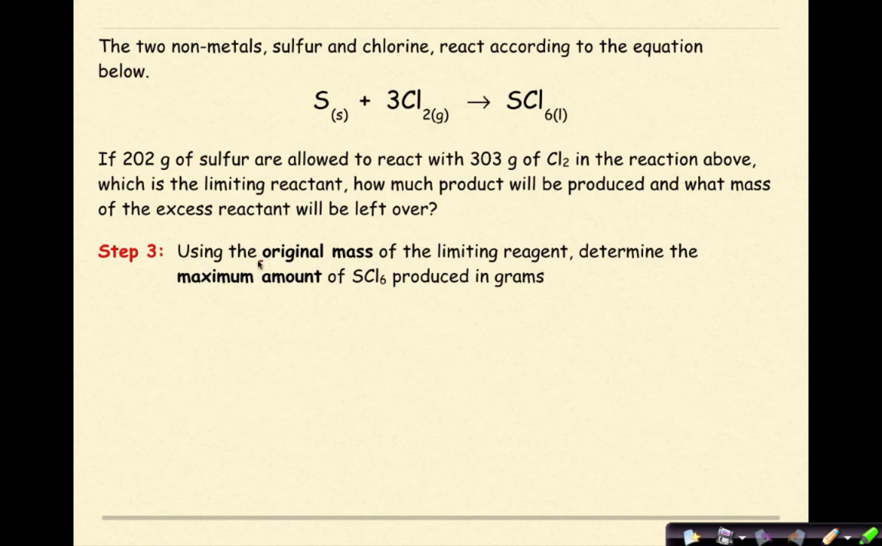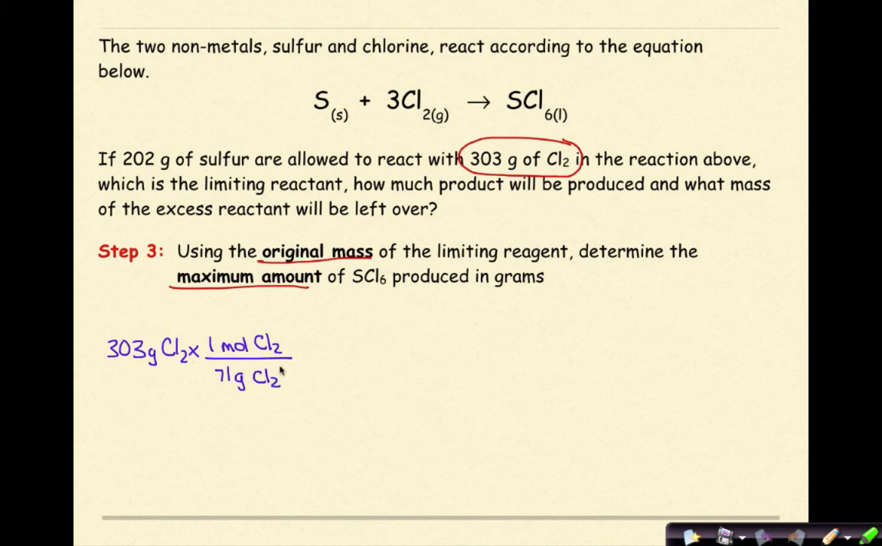Step 3, using the original mass of the limiting reagent, determine the maximum amount of SCl6 produced in grams. So I know that my limiting reagent is this Cl2, and my original mass is 303 grams of Cl2. So I'm going to start this by writing my original mass, 303 grams of Cl2, and I'm going to convert this into moles of Cl2. I know that there's approximately 71 grams of Cl2 in 1 mole. Once I'm in moles of Cl2, I can convert this into moles of SCl6. So moles of Cl2 to moles of SCl6.